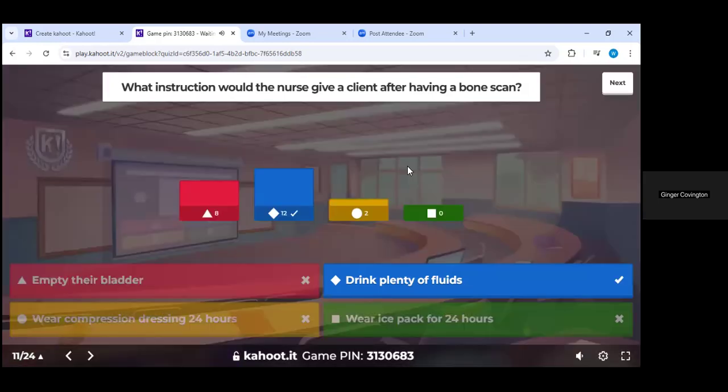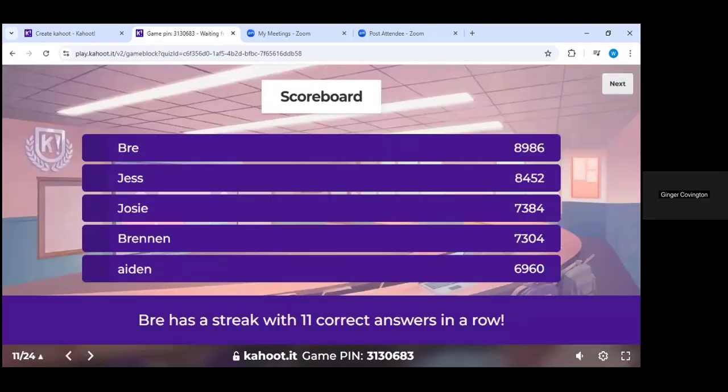Okay, so drink plenty of fluids afterwards, and what do we do before it? Empty the bladder. Yes, good job. Is that the same for the bone density one as well, correct? Yes, empty the bladder, because they'll assess in the pelvic area. Okay.